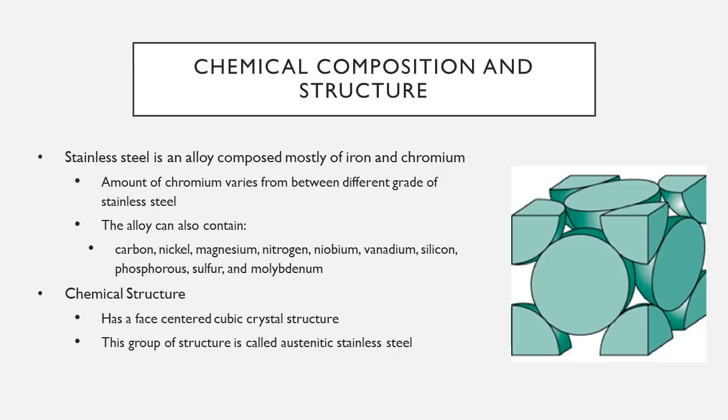Another name for this class of stainless steel is austenitic stainless steel. Not only is this the most common structure seen in commercial stainless steel, but certainly the most common in biomaterials in general as well.